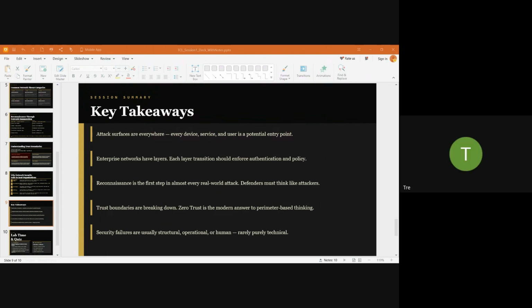I'll say the first one because it kind of encapsulates everything that's below. Funny enough, every device, every service, every user as a potential entry point. So that's a summary of everything. Yep, that's true. I agree. There's not a wrong answer at all here. I was just interested in what you guys think.